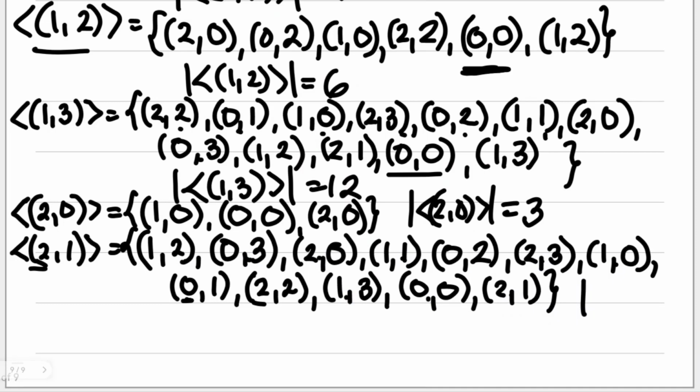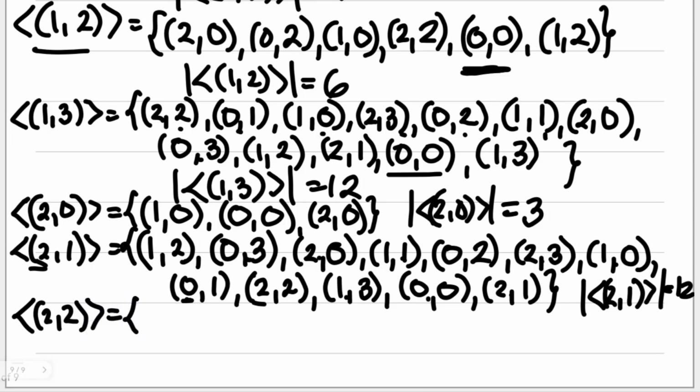So the order of 2 and 1 is also 12. We still have 2 more. So we have 2 and 2. So 2 plus 2 is 1 modulo 3. 2 plus 2 is 0 modulo 4. 2 plus 1 is actually equal to 0 modulo 3.